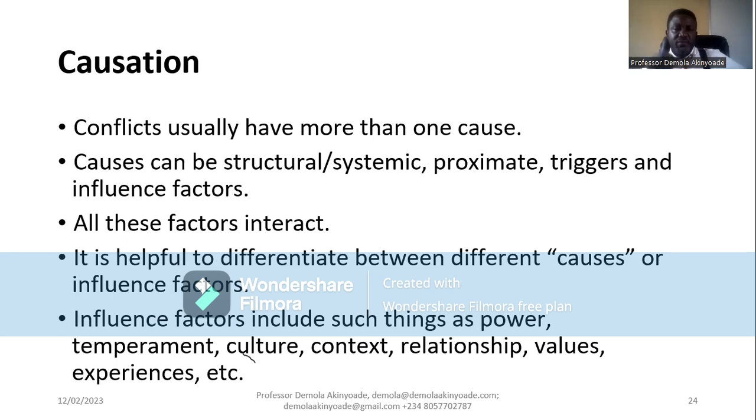Causation. Hello? Please, let's all be muted.